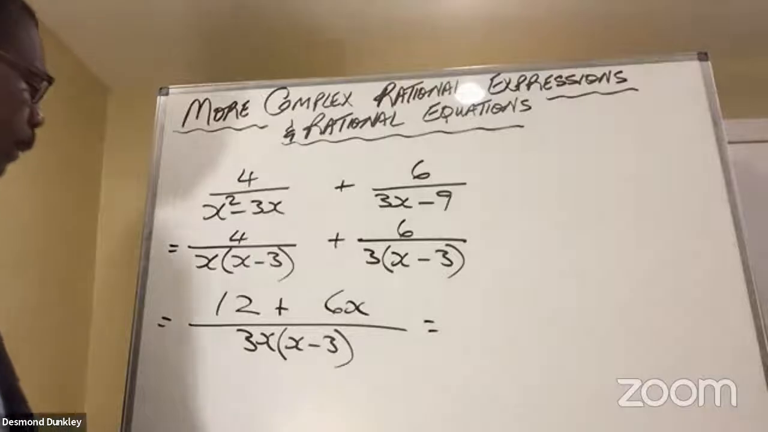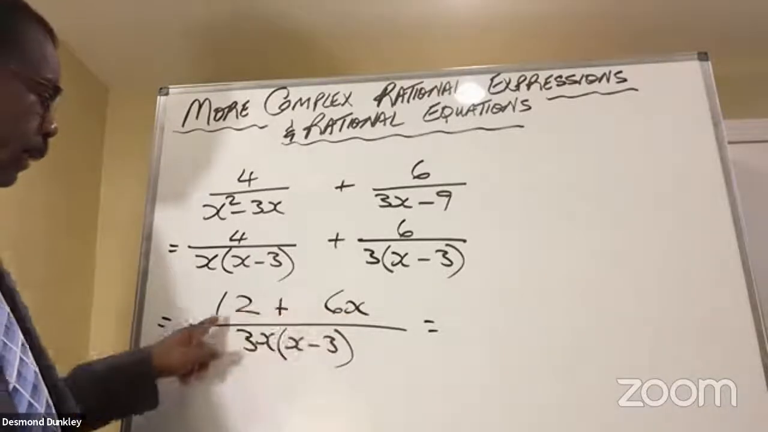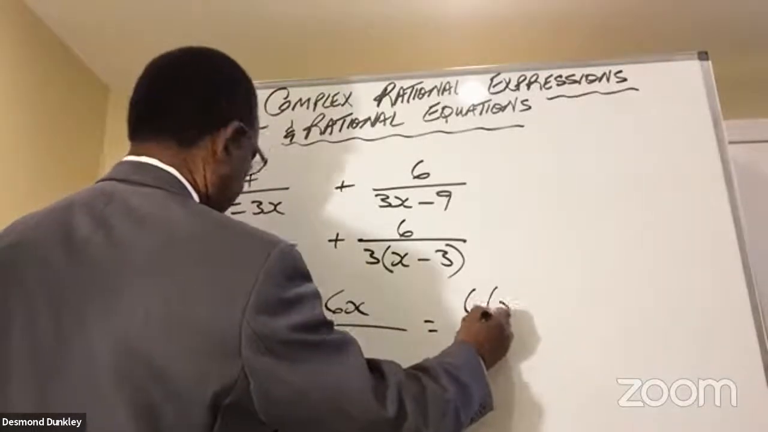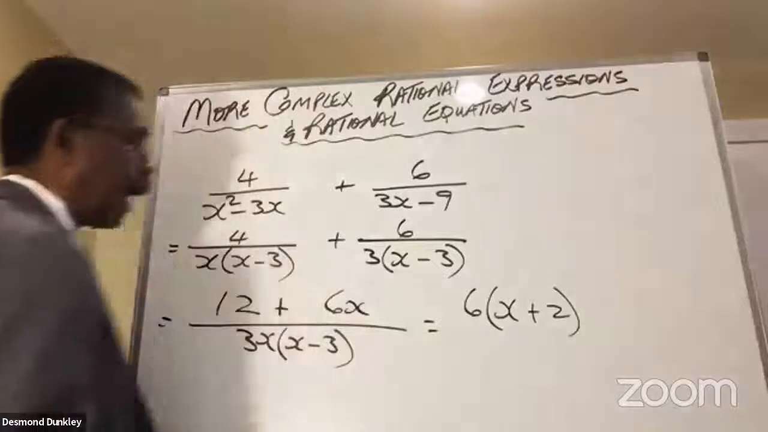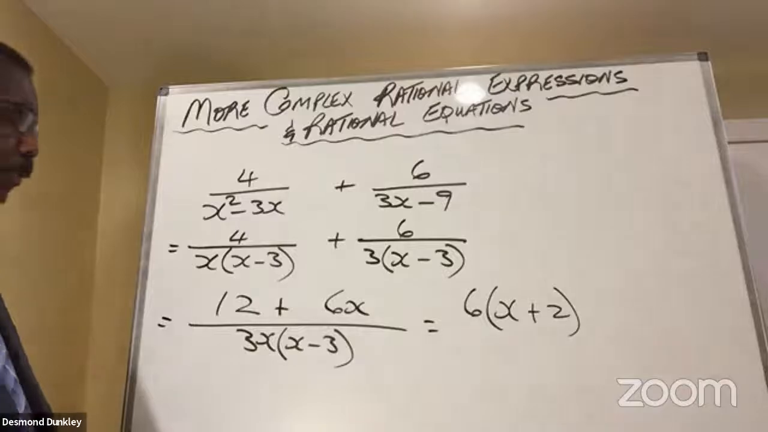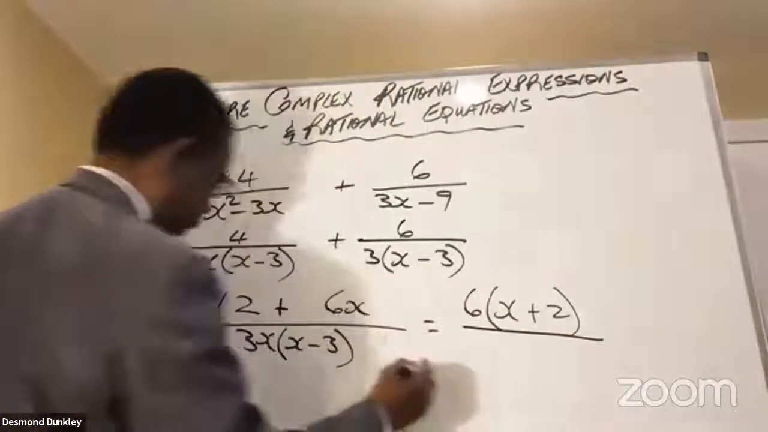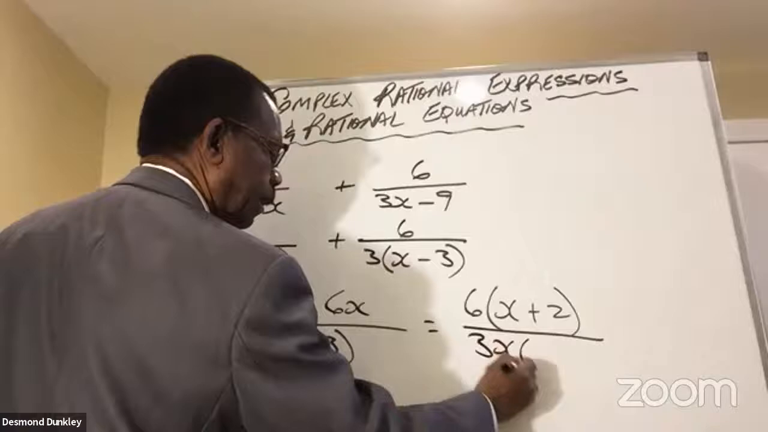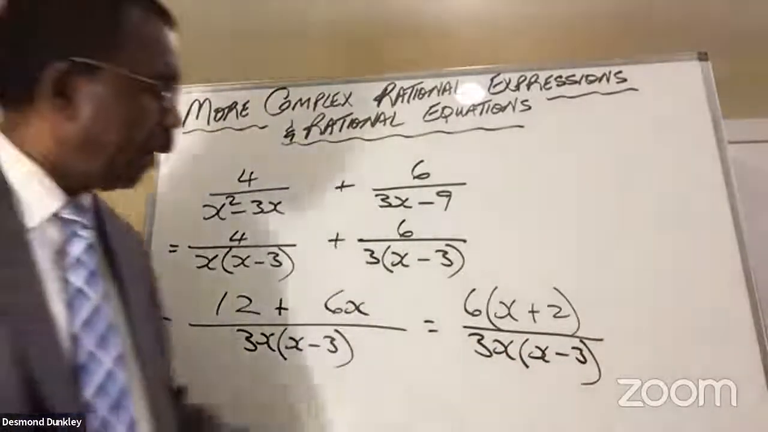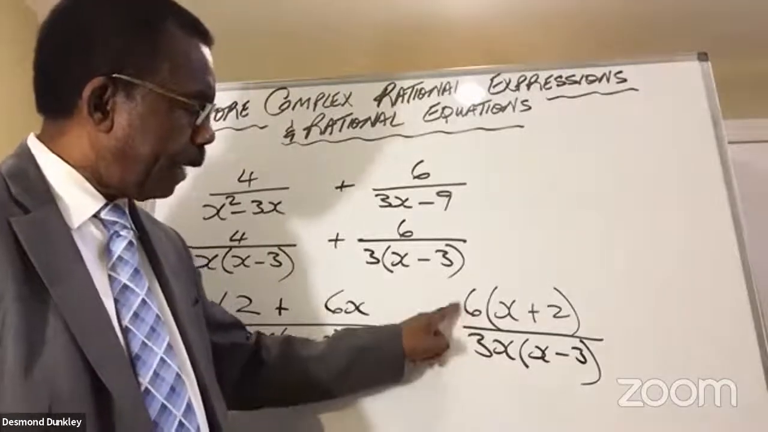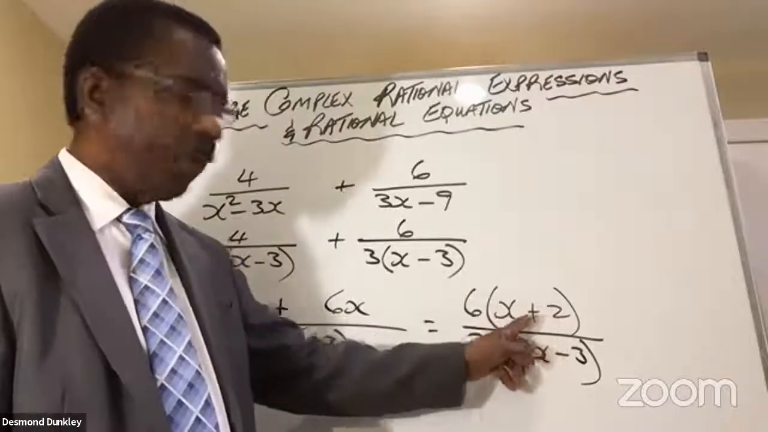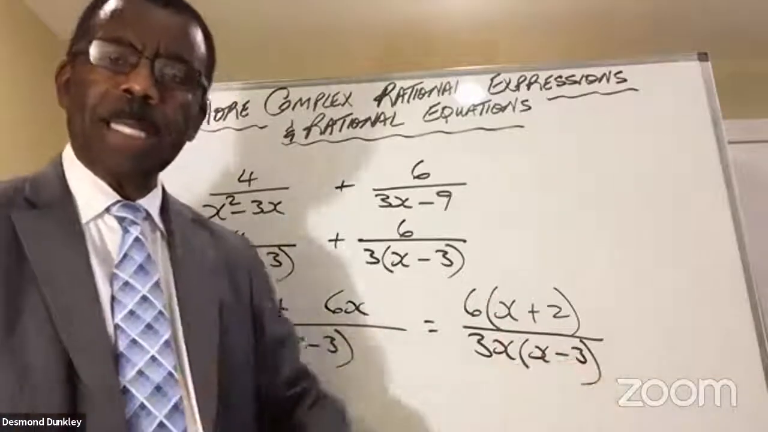I notice that I can factor out a 6. Okay, so the top is really 6 times x plus 2. I switched them around and just factor out the 6 and got x plus 2. And the bottom is 3x times x minus 3. And then I can see here that all I need to do is to divide the top, divide by 3, and I get a 2. So it's 2 times x plus 2 over x times x minus 3, and that's it.